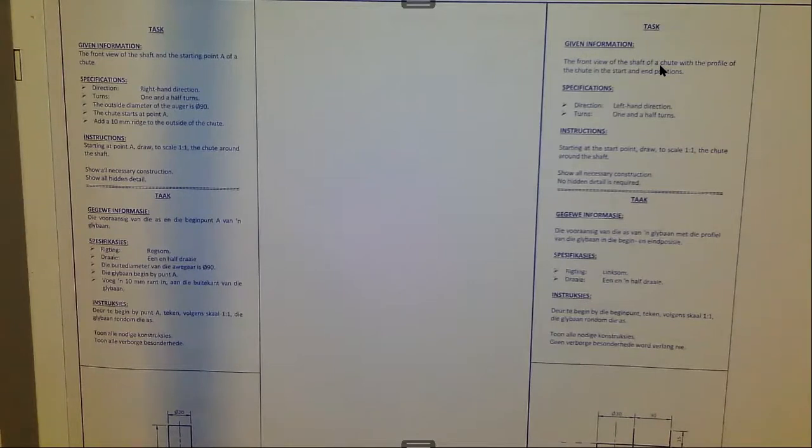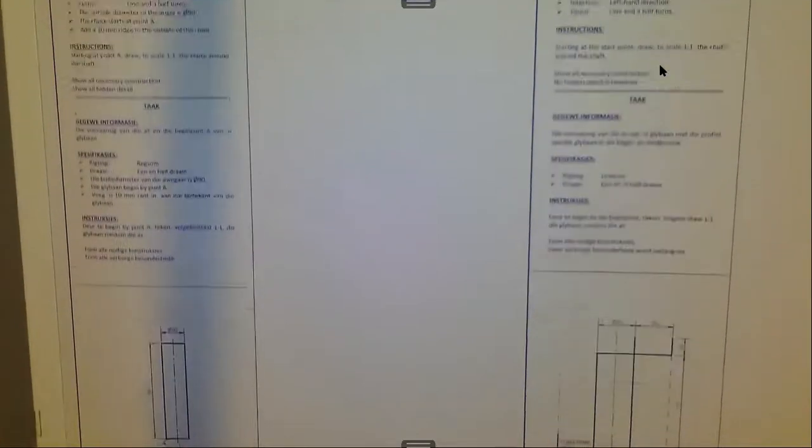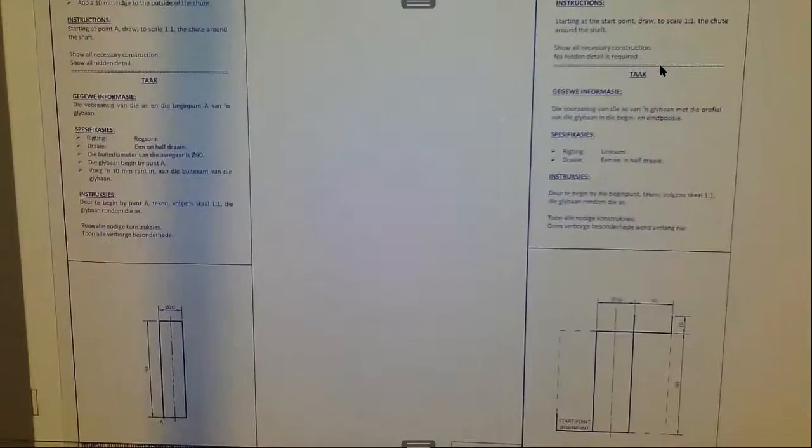Starting at point A, if we take this one up a little bit, you have got point A here, which is at the bottom. Remember the positioning of a point at the bottom or at the top. It has got implications with regards to how we number the top view. Show all the necessary constructions and show all hidden details. We are going to look at that now.